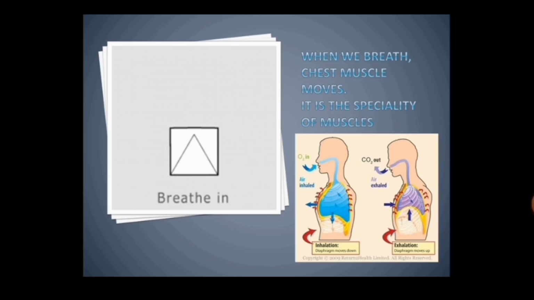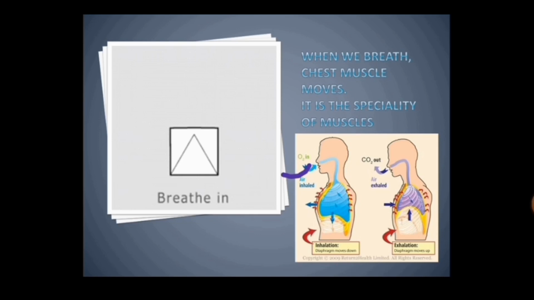So, how is it able to move? Is there some magic which makes the movement, or are there some muscles present in the chest and those muscles move? So it is the speciality of the cells which make up the muscle that they can cause the movement. So what happens, children, when you breathe? The oxygen is taken in, right? Now what will happen? As soon as you breathe, what happens? Oxygen is taken in, right?